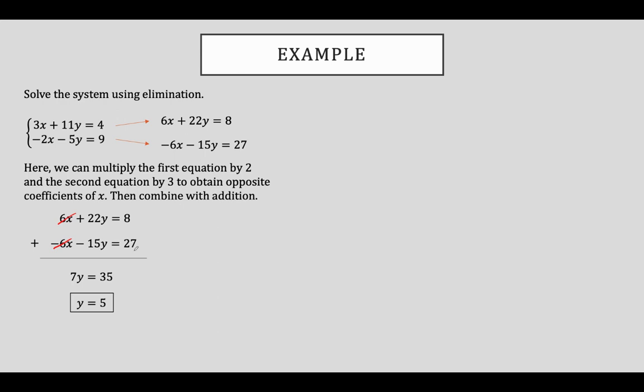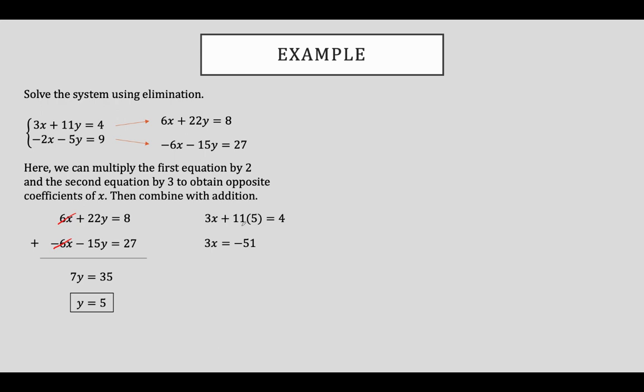Now that we have one variable, we can back substitute it into either of these first two equations. Again, it doesn't matter. I decided to choose the first one. 3x plus 11 times 5 equals 44. Well, 11 times 5, that's 55. And if I subtract that to the other side, 44 minus 55 gives me negative 51. 3x is equal to negative 51.